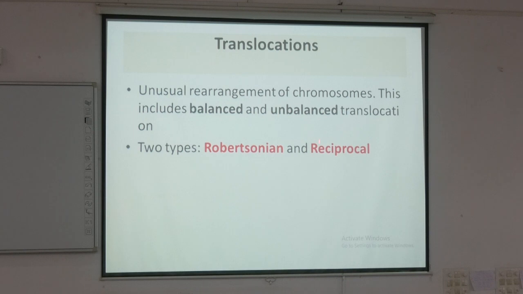The other we call the reciprocal variety. That means a portion of the arm is broken, exchanging place with the other end. But mind what I am saying, a portion of the arm, whereas the Robertsonian translocation involves the entire arm. So, a picture will clarify these ideas about translocation.